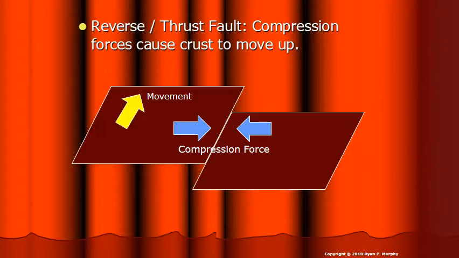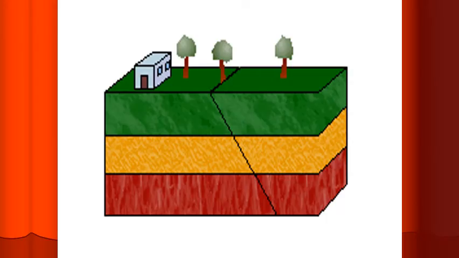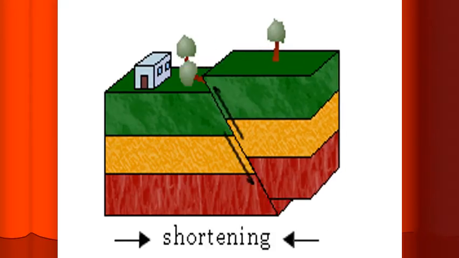You can call it a reverse fault or you can call it a thrust fault. This is caused by compression forces. In other words, the forces are going towards each other. The two plates are going towards each other, and it causes the crust to move in sort of an upward direction. So let's take a look at some examples of this. Here it is in action.